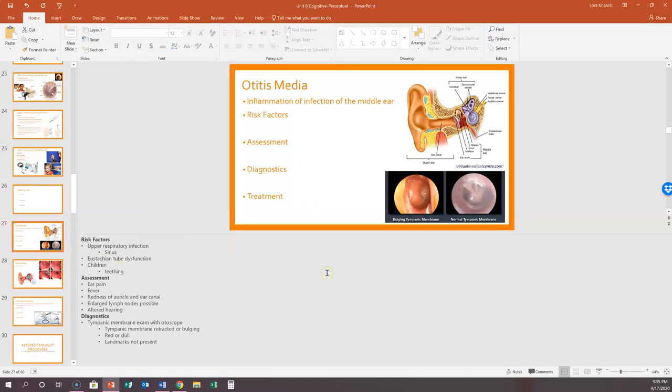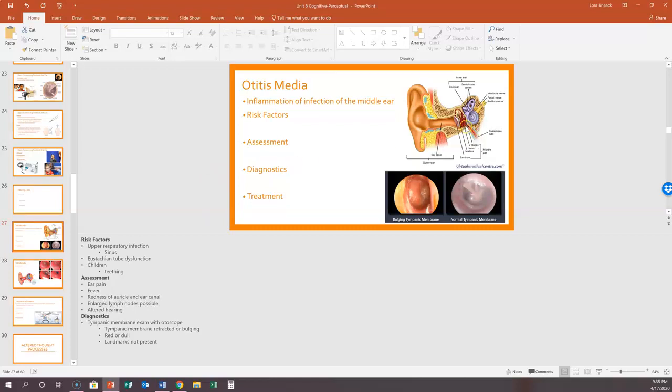All right, the first condition we're going to talk about here is otitis media. So this is inflammation with infection of the middle ear. Risk factors: upper respiratory infections such as in the sinus, that causes drainage, and that drainage kind of gets trapped in the ear on its way out. And any pooling substances or drainage in a warm environment is just asking for bacteria to thrive. So that's what happens. You can also have eustachian tube dysfunction.